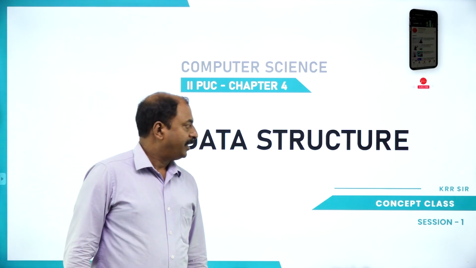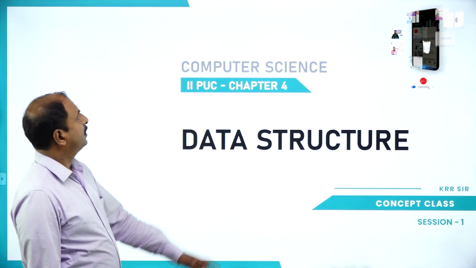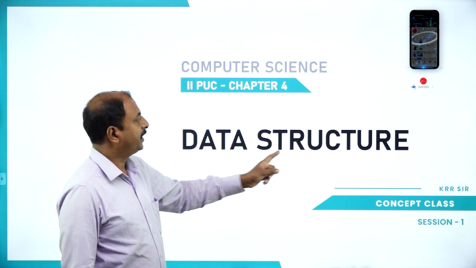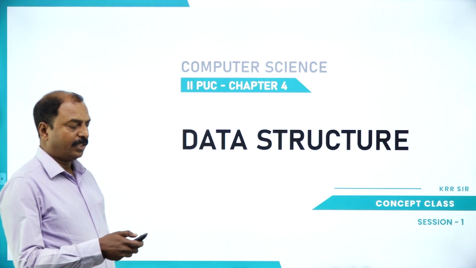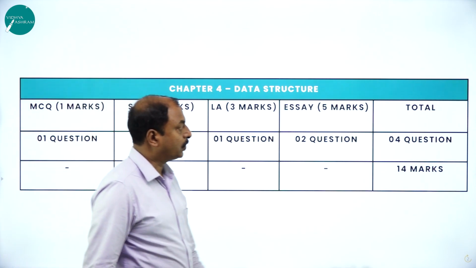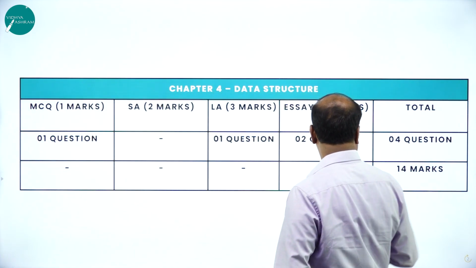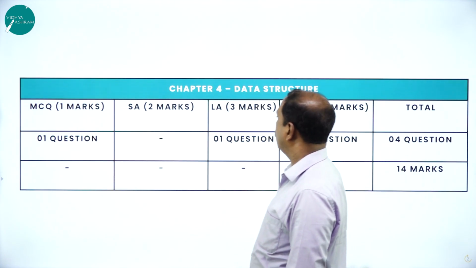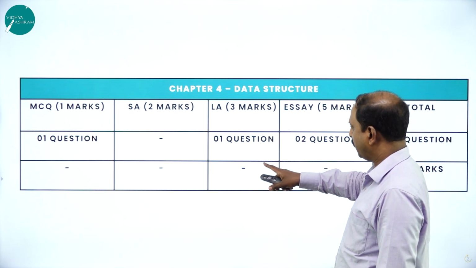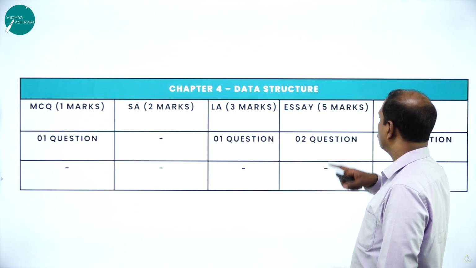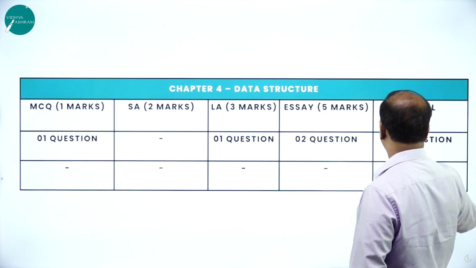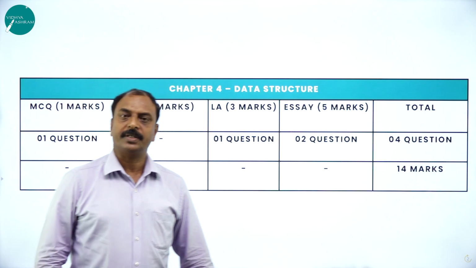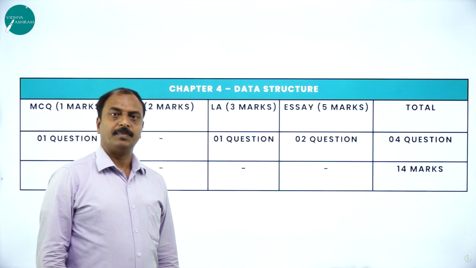Students, let us start discussion about the data structure. It is the new chapter, chapter 4, data structure. Now, the weightage of the chapter is a total of 14 marks and 4 questions: MCQ 1 question, 1 mark; 3 marks, 1 question, 3 marks; and 5 marks, 2 questions, 10 marks. Together there are 4 questions with 14 marks. It is an important chapter as far as the examination is concerned.